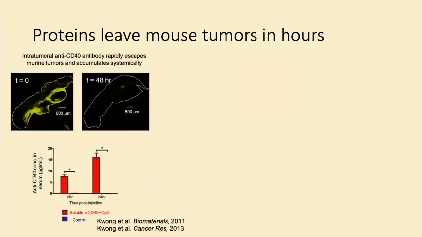This was some early work from my colleague, Darrell Irvine, where he was putting an anti-CD40 agonist antibody into mouse tumors. And it was fluorescently labeled here on the left. And after 2 days, it was all gone. After just a few hours, it was already out in the blood and causing toxicity. So proteins as large as an antibody, 150 kilodaltons, leak out pretty quickly. Cytokines, being smaller, more like about 20 kilodaltons or so, leak out faster.